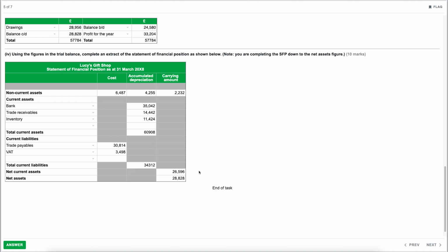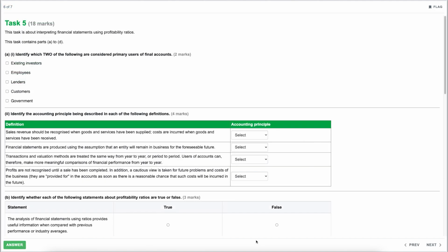Let's now move on to task 5. Right then, task 5 is worth 18 marks and is about interpreting financial statements using profitability ratios. This task contains parts A through to D.